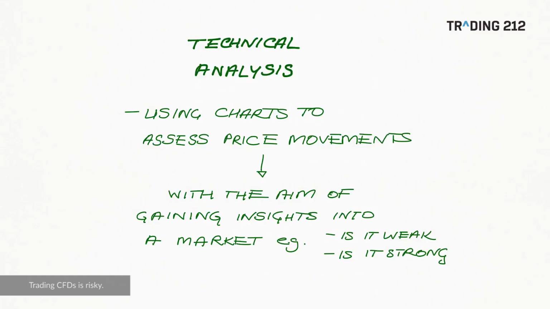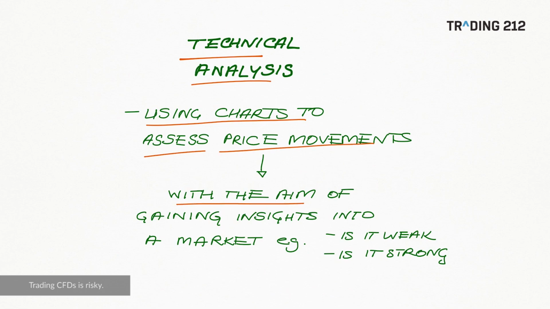Well, in the previous video, we talked about the absolute basics of charting by looking at several different types of charts, and we're going to be building on that, as I said already. So let's begin just by quickly recapping those different types of charts. So all four of those types of charts show market price movements, and then technical analysis is using those charts to assess those price movements, and that's done with the aim of gaining insights into a market. For example, is it weak or is the market strong?